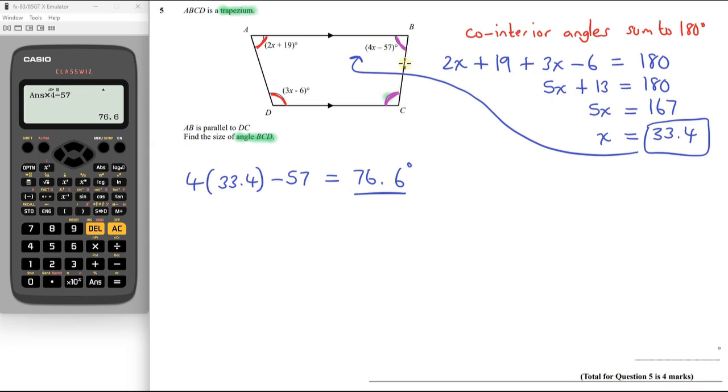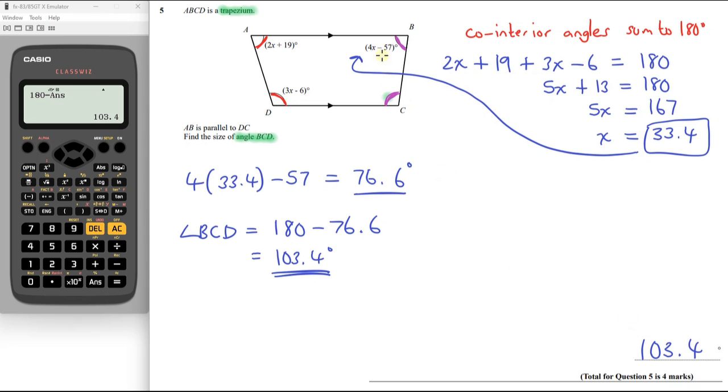And finally, to find out what angle BCD is, it's exactly the same situation over here. So we can just subtract this value from 180 degrees. So 180 minus 76.6. So I'm just going to do 180 minus previous answer. And that gives me 103.4 degrees. So that is my answer. Let's write it down here.